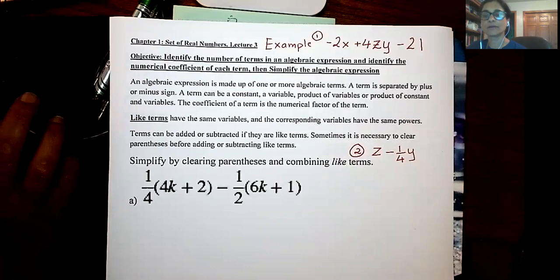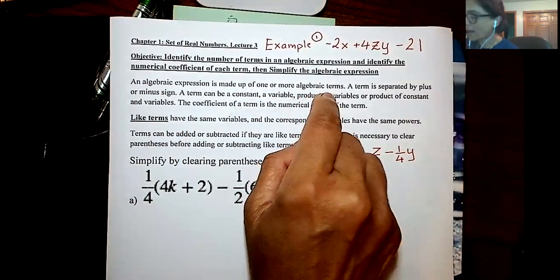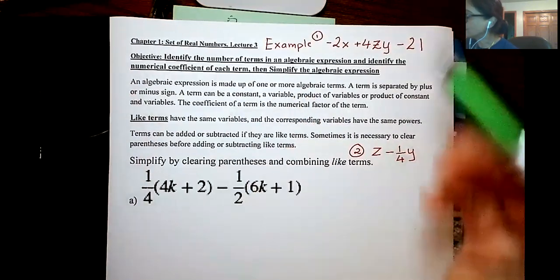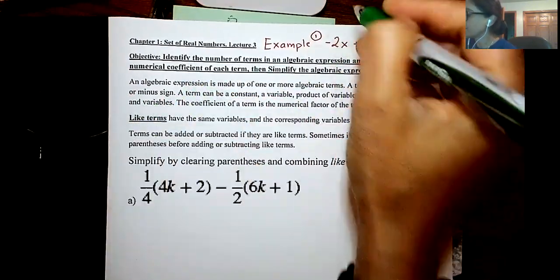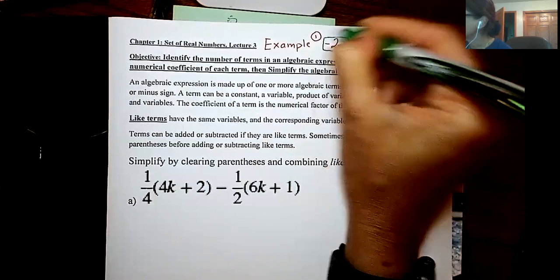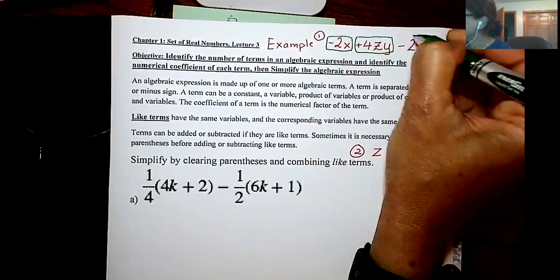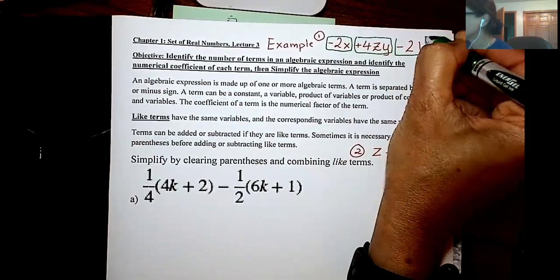Here's the first one, and here's the second one. It is made up of one or more algebraic terms. What is a term? A term is separated by plus or minus sign. So this is one term. This is a second term, and this is a third term.